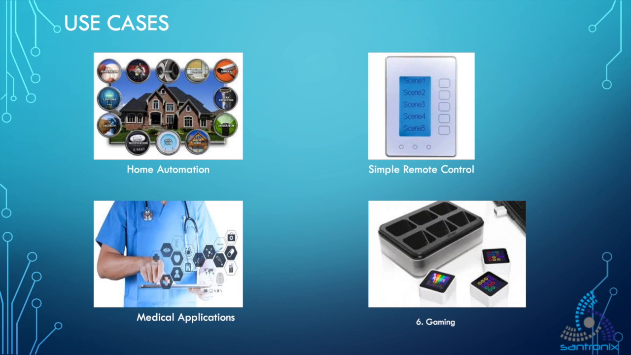Use cases, again, home automation. We talked about it in ZigBee, so we'll not repeat it. Medical applications, similar kind of applications. Simple remote control. There are a lot of Z-Wave enabled remote controls available. Because it is wireless, it's quite easy to communicate. So you can define different scenarios. For example, on the touch of a button you can execute a specific scenario for home automation. So a simple remote control application can be formed. And gaming.